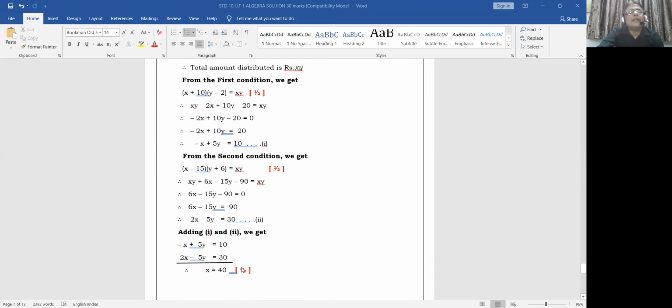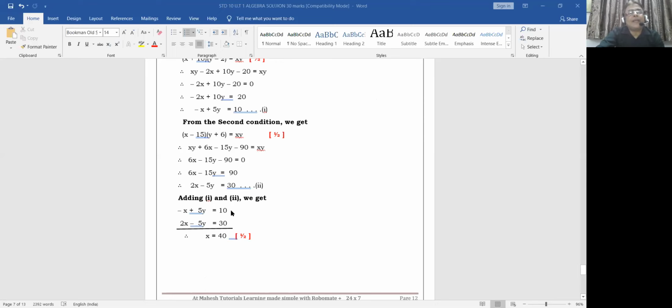Second condition: if 15 students were less, each will get 6 more. The number of students was X, 15 were less, so X minus 15. Each would get 6 rupees more. Originally they were getting Y rupees, now they will get 6 rupees more, so it is Y plus 6. Again, number of students into the amount each gets will be the total distribution, and the total distribution remains the same, which is XY. If you have written till this step, give half mark here. Now once I open this bracket, XY cancel, I get 2X minus Y equal to 30. If you reach till here, now solving is easy.